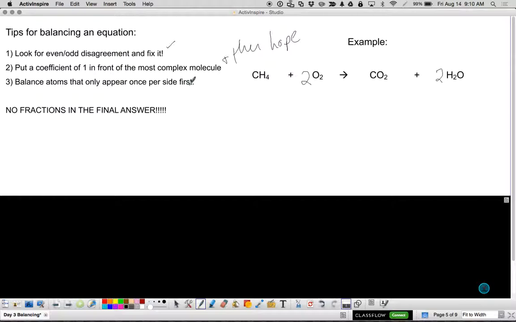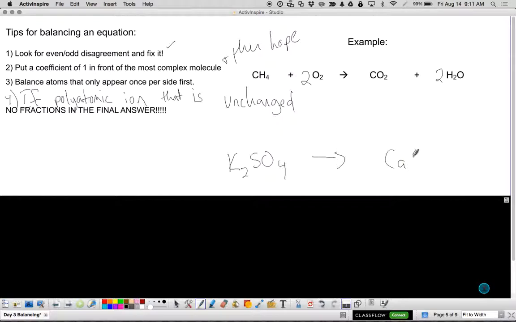But this one is also good. If there's no odd-even disagreement, balance something that only appears once per side. And then there's a 4th one, and this one's pretty good too, all right? If there's a polyatomic ion that is unchanged, so let's say maybe on the reactant side you have potassium sulfate, and on the other side you have calcium sulfate. Well, the sulfate ion didn't actually change, okay? So treat this as one quote-unquote thing. All right, so rather than balancing the sulfur and the oxygens, I can say I'm going to balance this sulfate ion and I'm going to balance this sulfate ion.